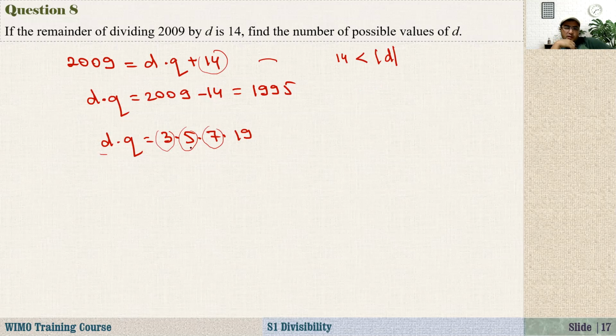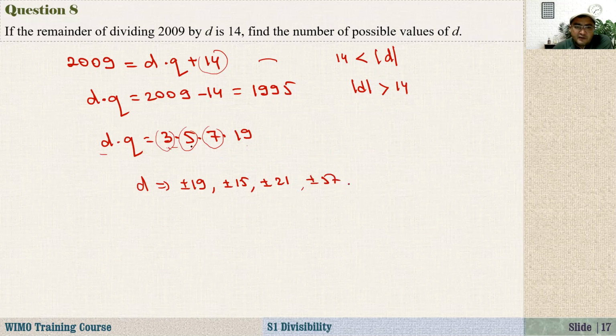So let me write here the possible values of d. The absolute value of d should be greater than 14. It can be plus minus 19, because 19 is greater than 14. It cannot be plus minus 3 or plus minus 5, but the combinations of these numbers can work. 3 times 5 is 15, so it is plus minus 15. And 3 times 7 is plus minus 21, right? And 3 times 19 is plus minus 57.